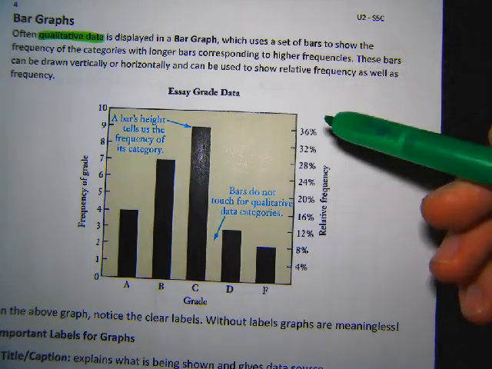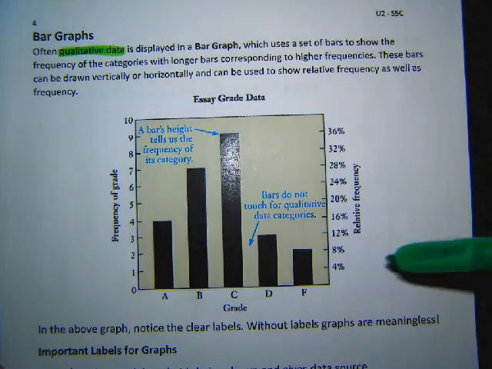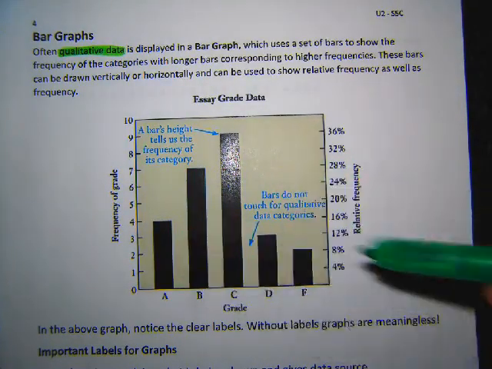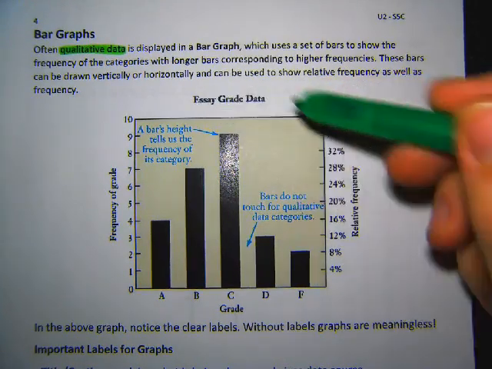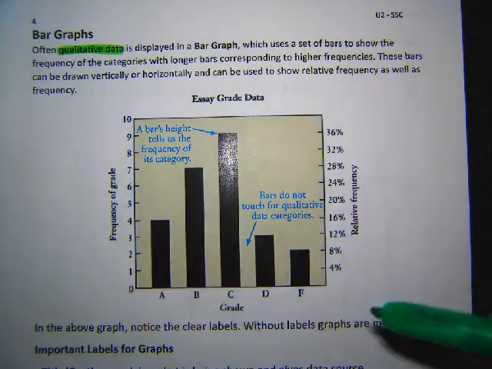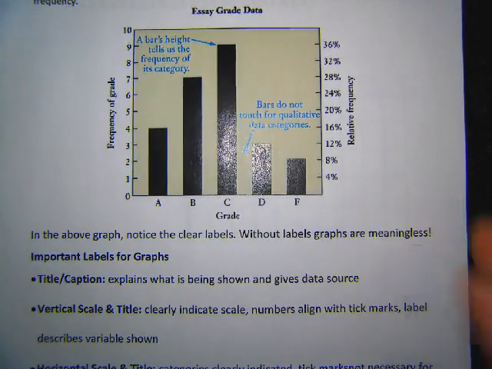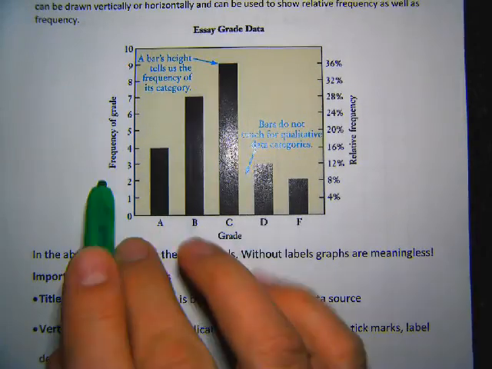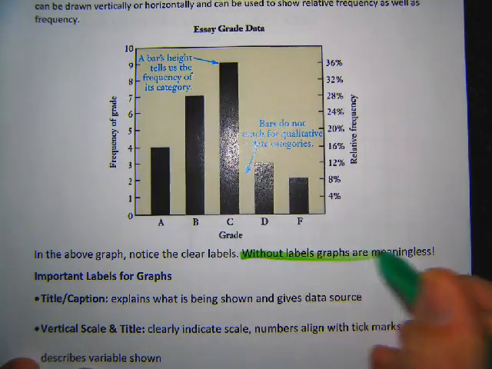And then you can also use these for relative frequency. So this one we have both. Here's an example. It's got frequency of grade, and relative frequency of grade. I think it's the data we did earlier, so it's the same data. And you see the bars are all labeled. The frequencies are given, relative frequencies are given. So this is a bar graph showing categories. Notice the clear labels, right? Notice grades, frequencies, easy grade data. Without labels, graphs don't mean anything. So that's really important to notice.